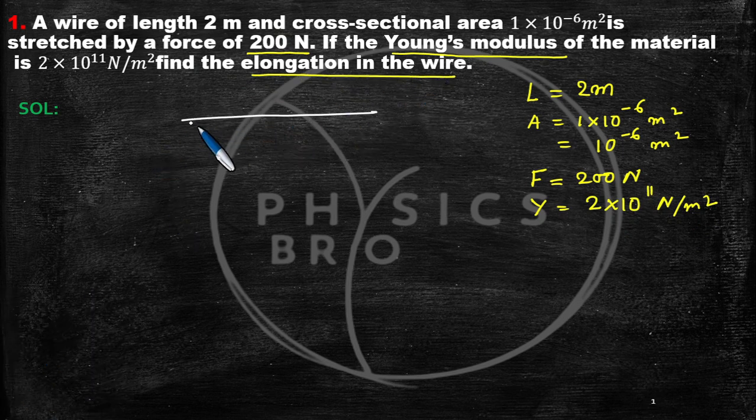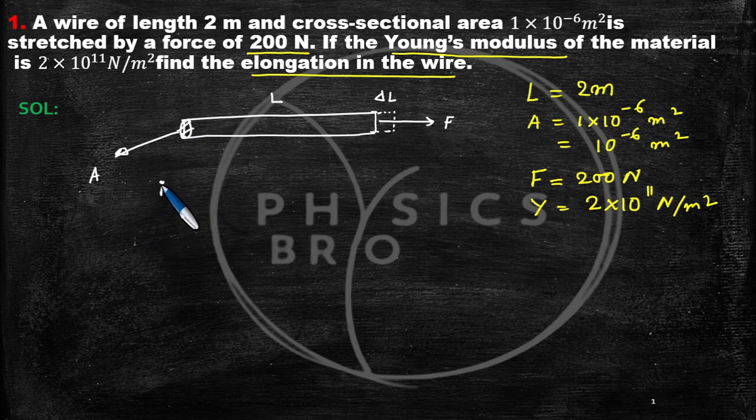Let's have a wire. Consider this is a wire and the length of the wire is L. And we are applying some force F here. For this reason, there is an elongation delta L. And this is our cross-sectional area A.